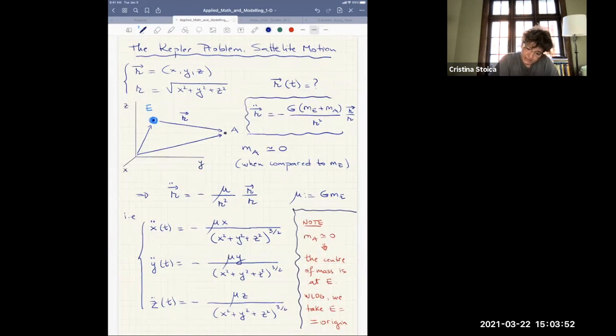But now let's say that the mass of the satellite is so small that it doesn't really count for anything. So I'll make this one almost 0, and I end up with this equation.